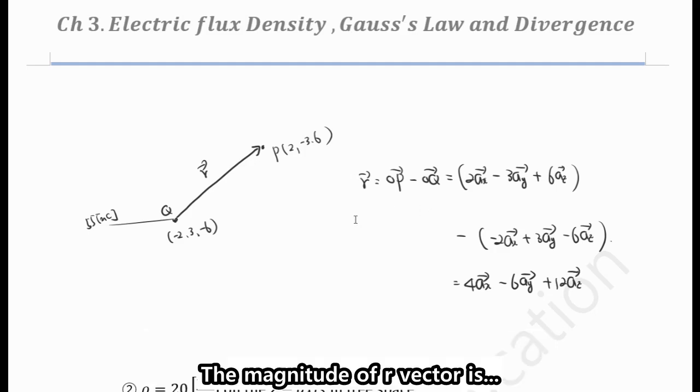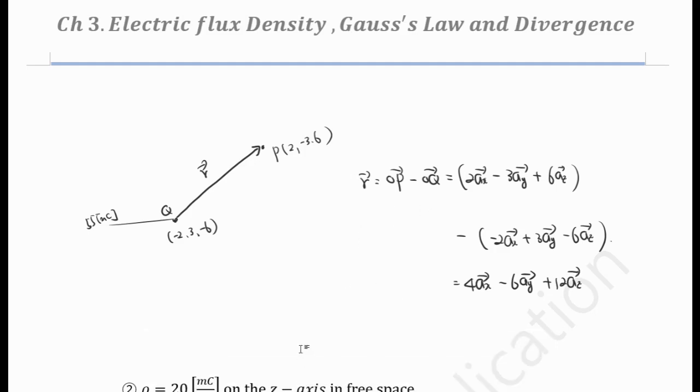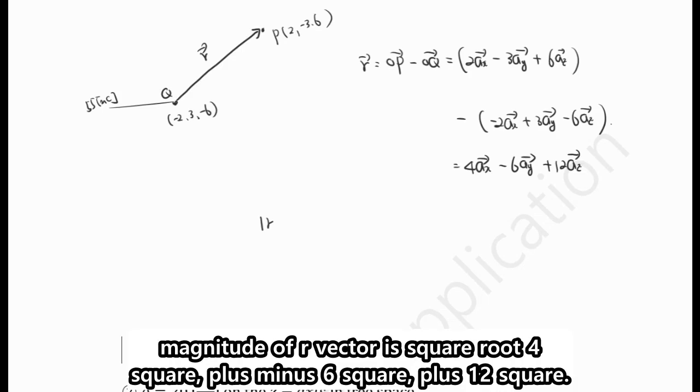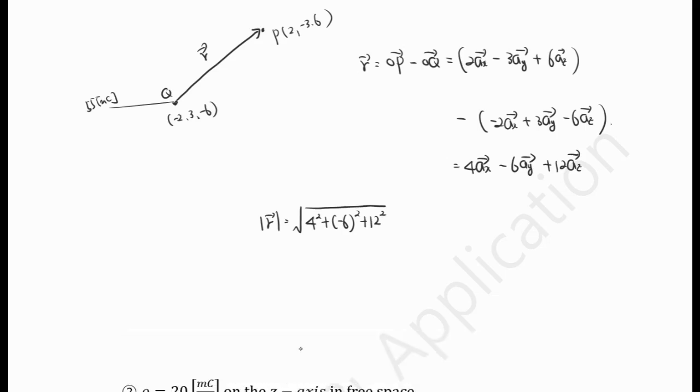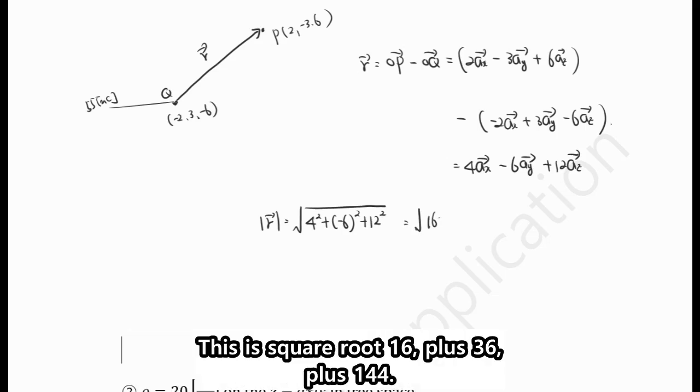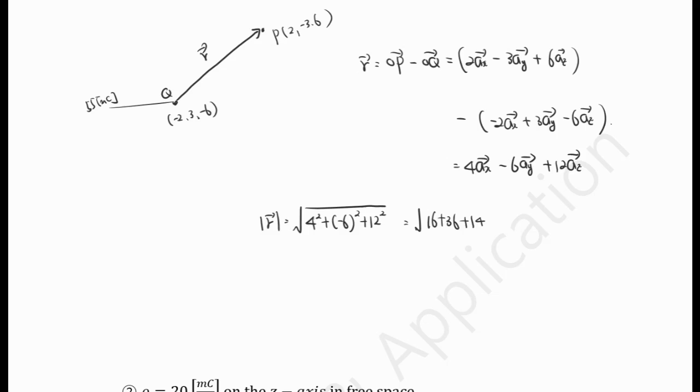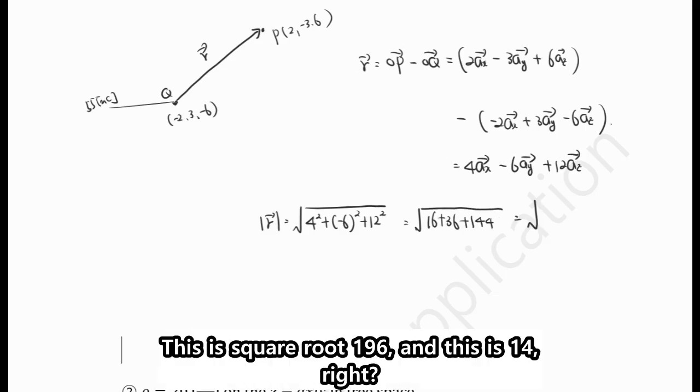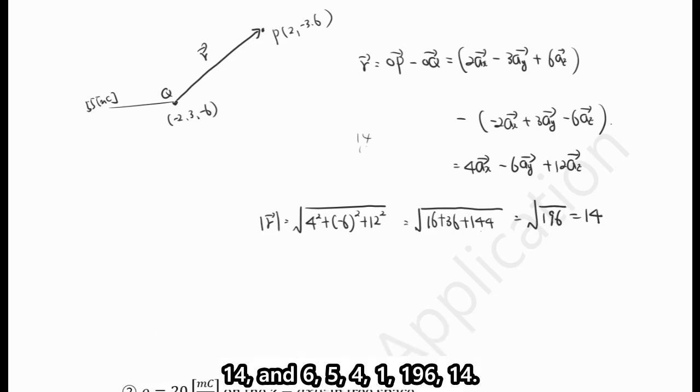The magnitude of the R vector is the square root of 4 squared plus minus 6 squared plus 12 squared. This is the square root of 16 plus 36 plus 144, which is the square root of 196, and this is 14.